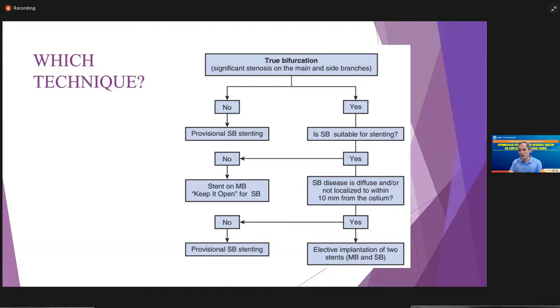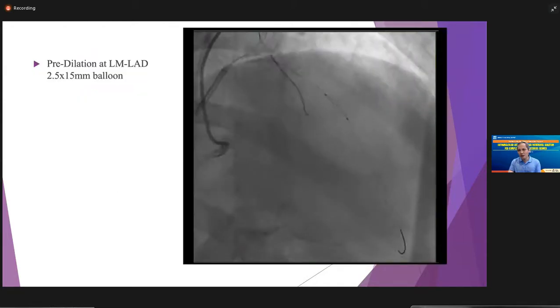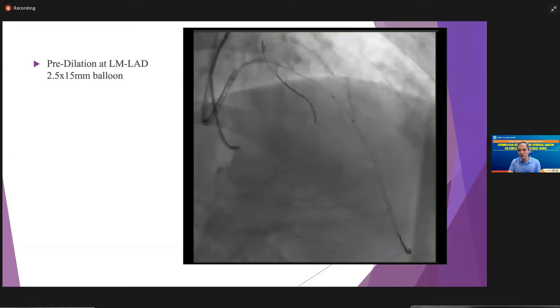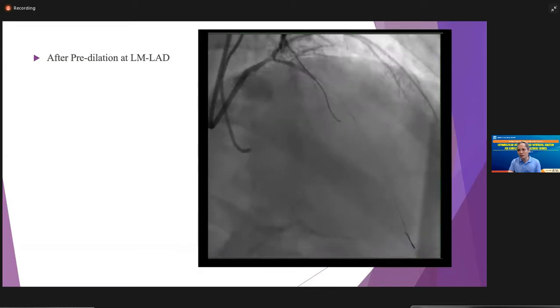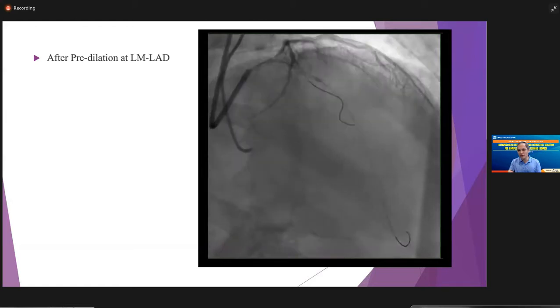And what technique did we choose? Provisional two-stent technique. We choose the two-stent technique, and the technique we choose is the DK crush. We use the balloon in the middle LAD, but the competitive flow from the right to the left is very high.